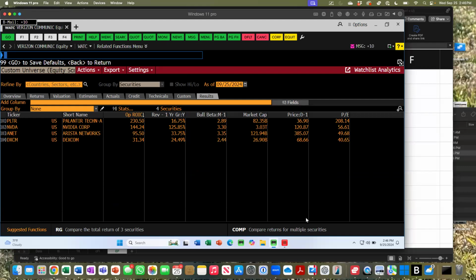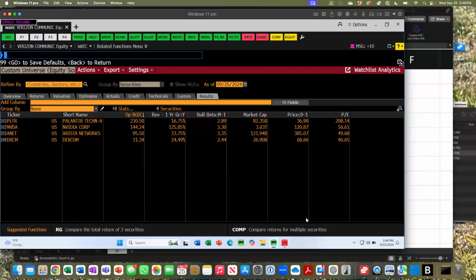Questions about any of this? By the way, each one of these companies, NVIDIA's bull beta is 3.3. That means the last 2 years, if the market went up 1% on any given day, NVIDIA went up 3.3% just on the upside days. So the market was up, NVIDIA was up a whole lot. On any given day, Palantir was up almost 2.89% every time the market went up 1%. So on good days, Palantir did really well. That's the idea of the bull beta. All right. So screenshot up here, save, submit, 1 point.